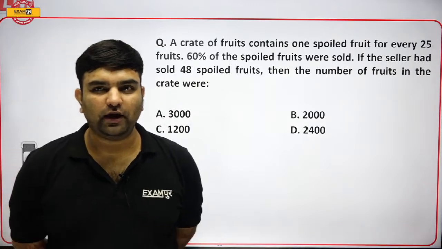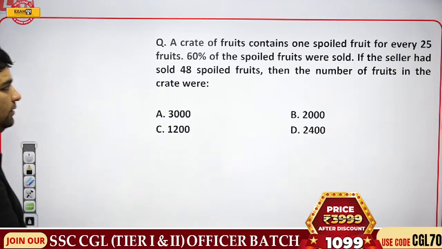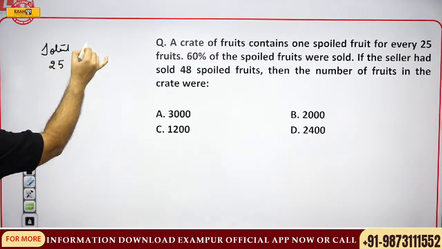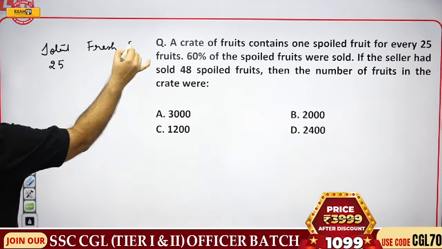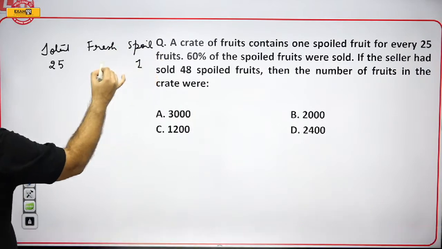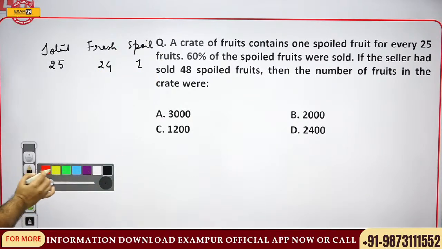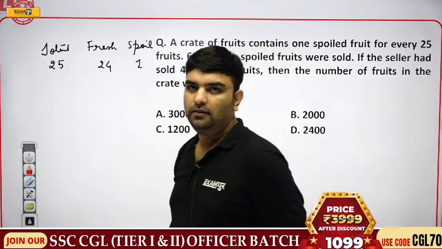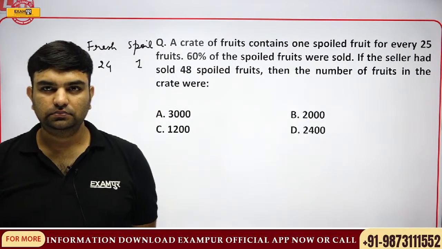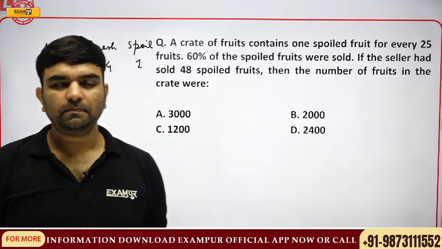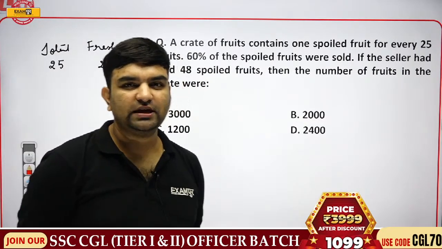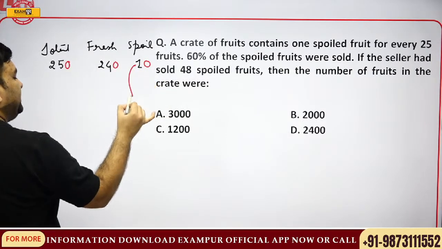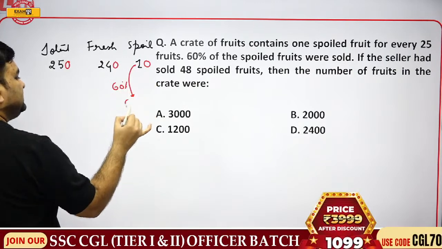One spoiled fruit for every 25 fruits. So if the total fruits are 25, one is spoiled, so 24 are fresh. 60% of the spoiled fruits are sold. You can put one more zero. 60% of 10 means 6 are sold.